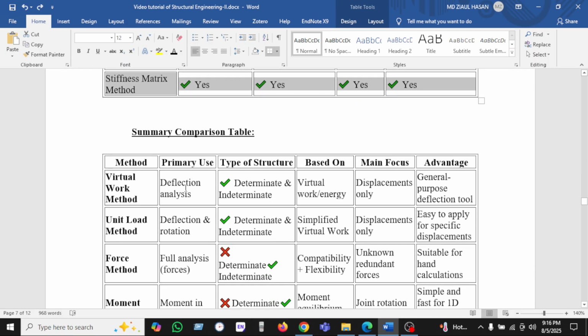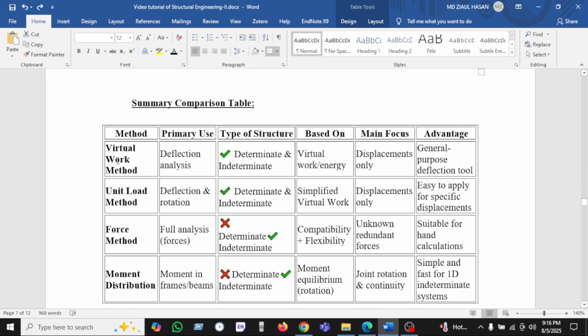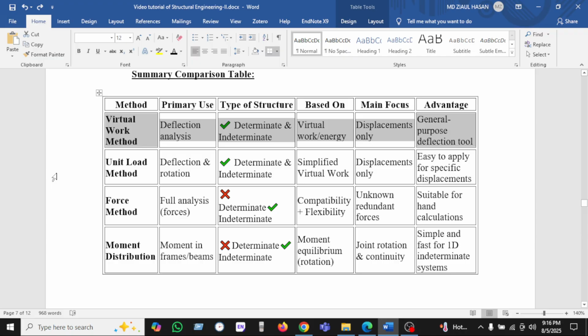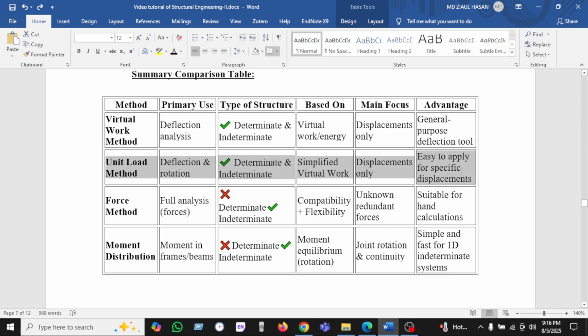So we can see the summary. Another is the comparison table. We can see the virtual work method. It is primarily used for deflection analysis, and the type is both determinate and indeterminate, based on virtual energy and displacement, mainly calculating displacement. The advantage is that it is a general-purpose displacement tool. And for unit load, we can see deflection and rotation, and it is also both determinate and indeterminate, based on simple work and displacement, and it is easy to apply.